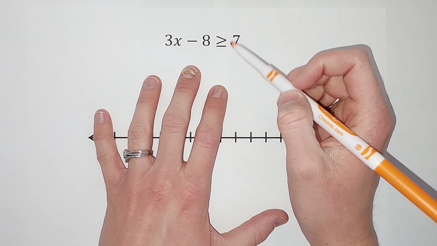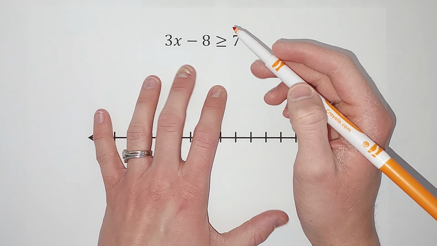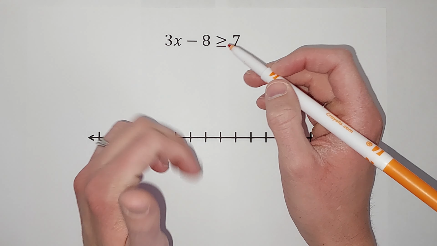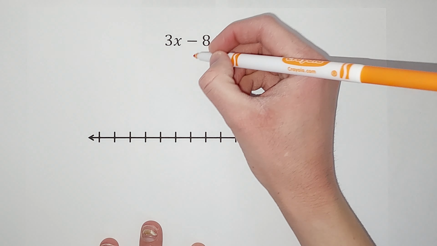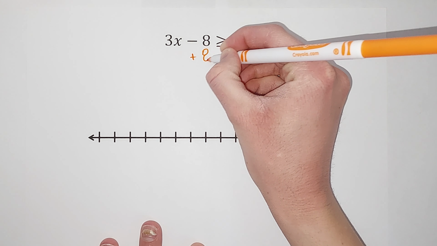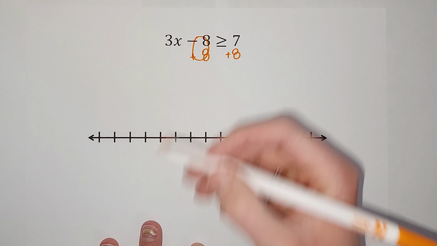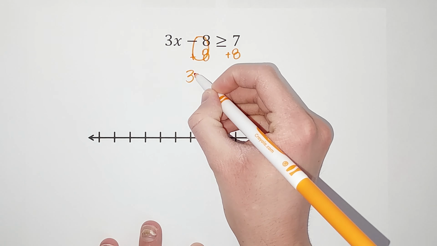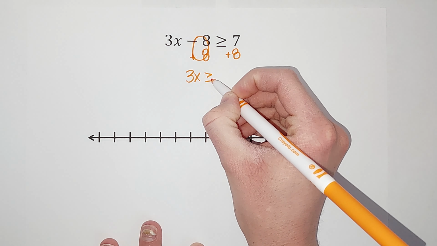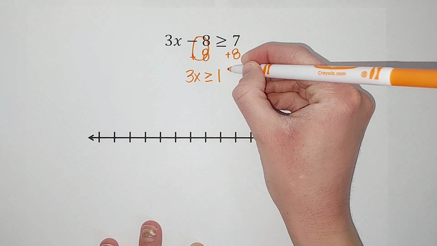Okay, so first of all, I can just kind of treat this like I would an equation at first. Pretend this is an equal sign for a minute, for the most part. Okay, so we're going to add 8 to both sides. Okay, those go away, right? So I'm left with 3x is greater than or equal to 15.